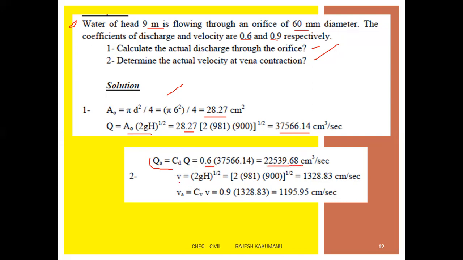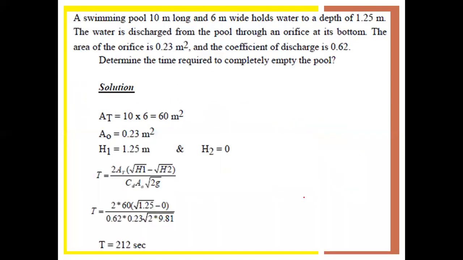Now what is V here? V is equals to (2 into G into H) to the power 1 by 2, that is 2 into G value 9.81 into H. So you are getting this value. Therefore, VA is equals to CV into V, that is 0.9 into V, that is 1328, that is 1195.95. Got it? So like this you have to do for the contraction problems. Next.